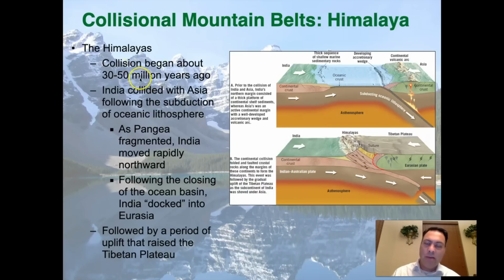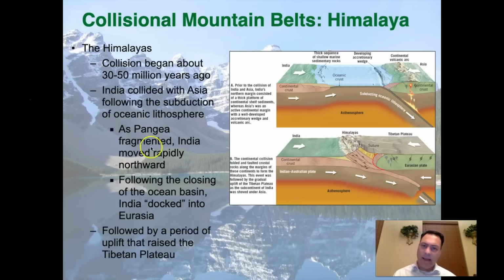But the collision of these mountains, the uplift of these mountains, began about 30 to 50 million years ago. And there's different ways that we know that. There's sedimentary basins that formed at the same time as the collision occurred. We know the age of those sediments that were deposited into those basins. But that collision began between 30 and 50 million years ago.